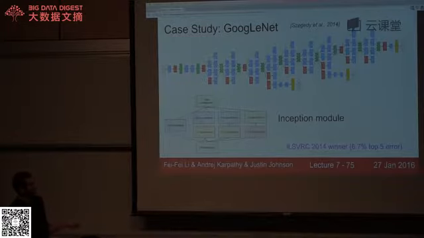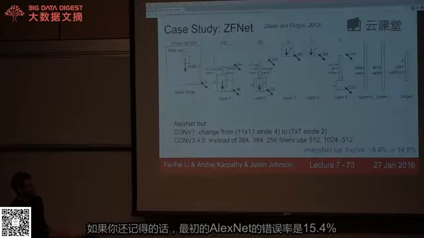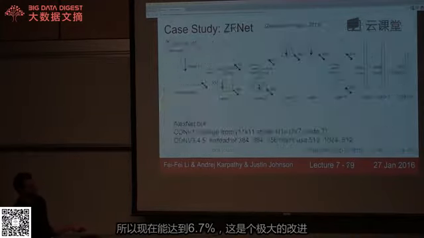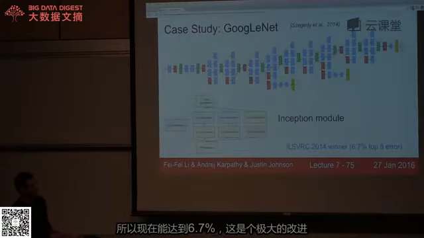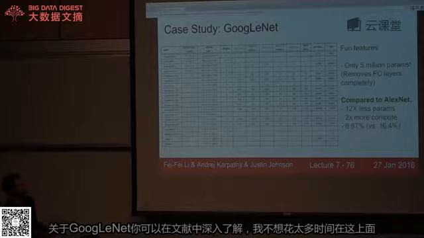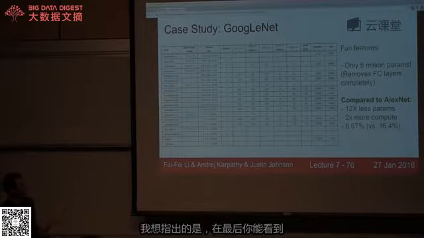But I'll just point out that it was the winner of the 2014 challenge. It had a 6.7% top 5 error. If you remember, the original AlexNet was at an error of 15.4%. So we've come down quite a bit, and we're now at roughly 6.7%. You can go through GoogleNet in the paper; I don't want to spend too much time on this. They have these inception layers instead of convolutional layers.